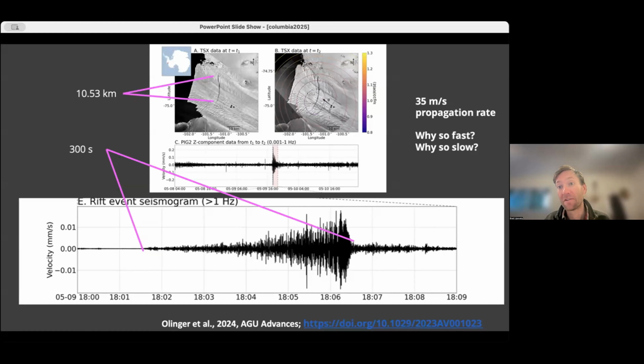And so after it starts slipping, in a crack-like propagation, as an earthquake rupture dynamics person would call it, as the crack propagates, a greater area of the rift is deforming and radiating seismic energy. So you get this crescendo as the deforming area grows through time. We can measure it really precisely using satellite imagery. It's about 10.5 kilometers long, 300 seconds. That's a 35 meter per second propagation rate.